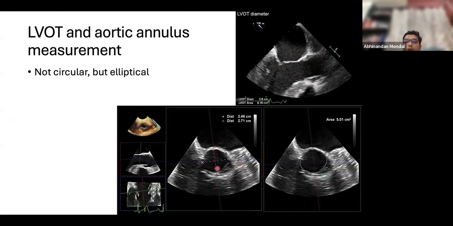You can see in this example, one axis you actually measure is 2.46, but the other axis is 2.71. So there is a gross difference of 0.25 centimeter. And by this cross section, you can also measure the area directly.